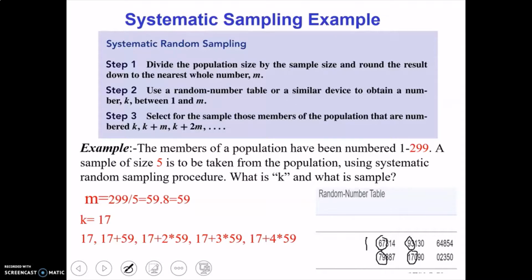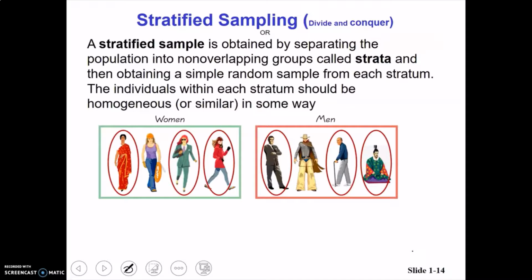I hope it is clear. The practice will make you more perfect about that. So this is a systematic sampling. Let's go to the stratified sampling. What we do in a stratified sampling, we divide our entire population into some groups, right? And each group is called a strata. And then we select a random sample from each of the group.